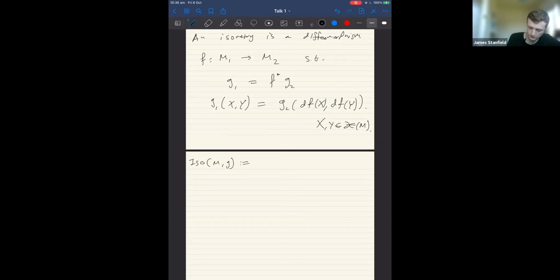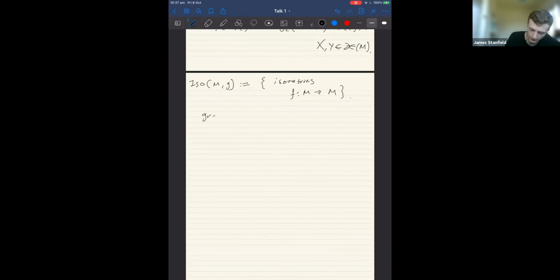This group, right? We'll just define this, I'm just going to define Iso(M, g) as the isometries mapping from M to itself. Okay, and this is a group under composition.